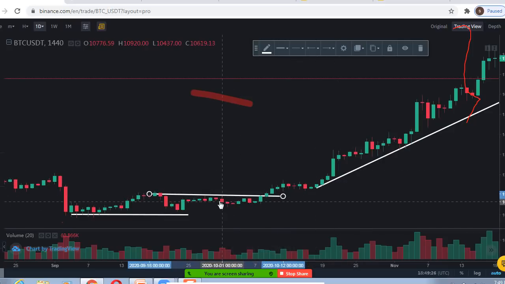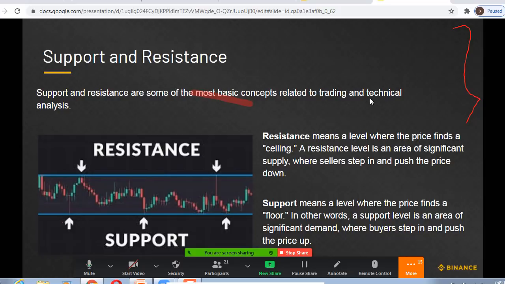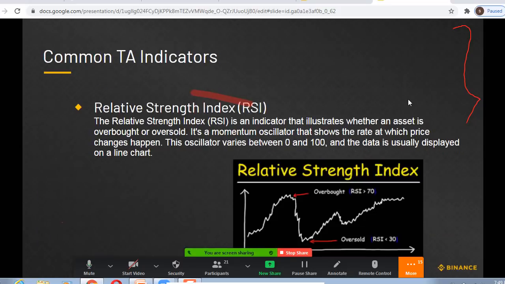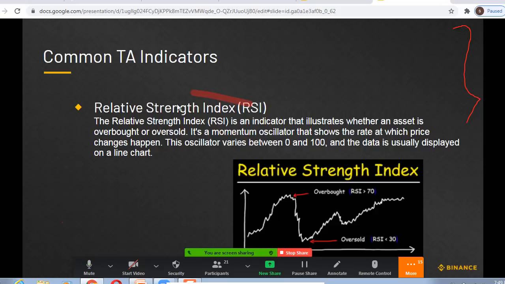So resistance is where price finds a ceiling before it comes back down, and support is where it finds a floor that raises the market up. So resistance and support level is what you should not take lightly. Put it into consideration. Now, the next one is we'll be looking at a few technical indicators. Remember to set down your questions, because any moment from now we'll be entering Q&A, so that you ask your question properly.